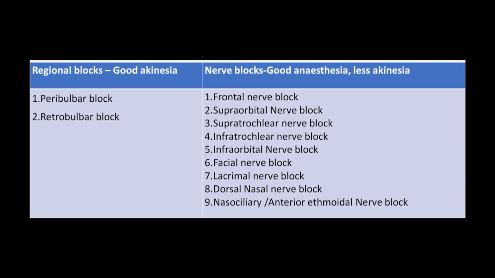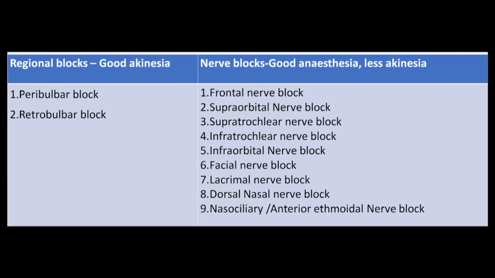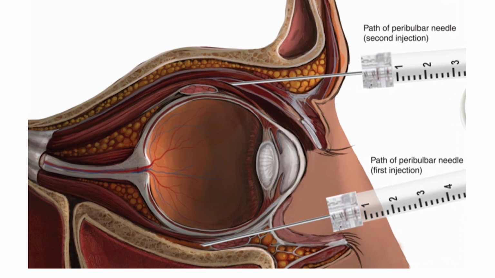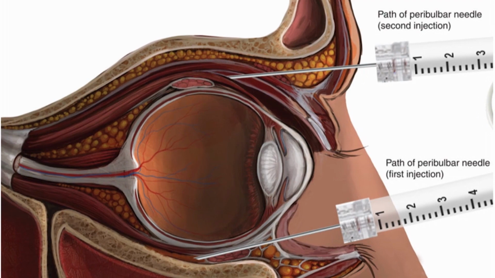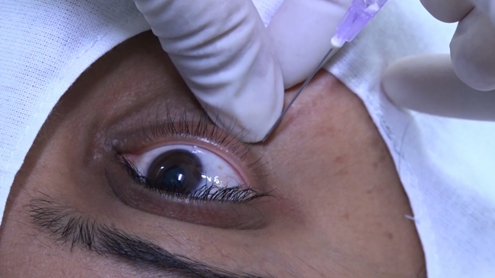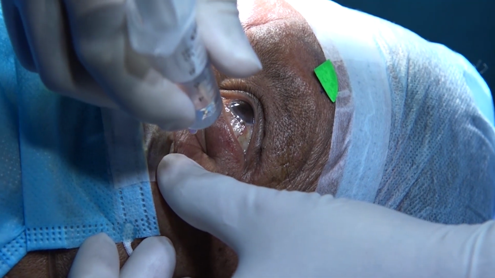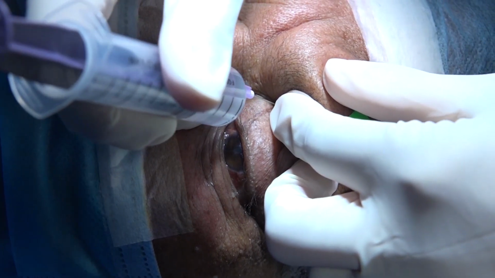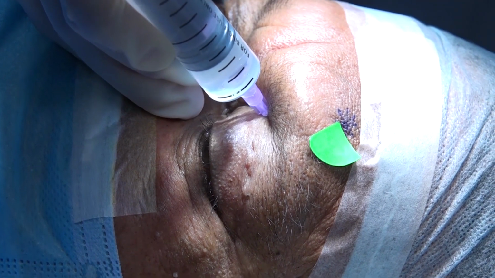The different types of blocks can be divided into regional blocks and nerve blocks. The procedure of giving such blocks is described below. For the peribulbar block, the needle is introduced into the extraconal space. The classical technique involves 2 injections. The first injection is inferior and temporal, given at the junction of the outer 1/3 and inner 2/3 of the lower orbital rim. The second injection is superior and nasal, between the medial 1/3 and lateral 2/3 of the orbital roof edge.